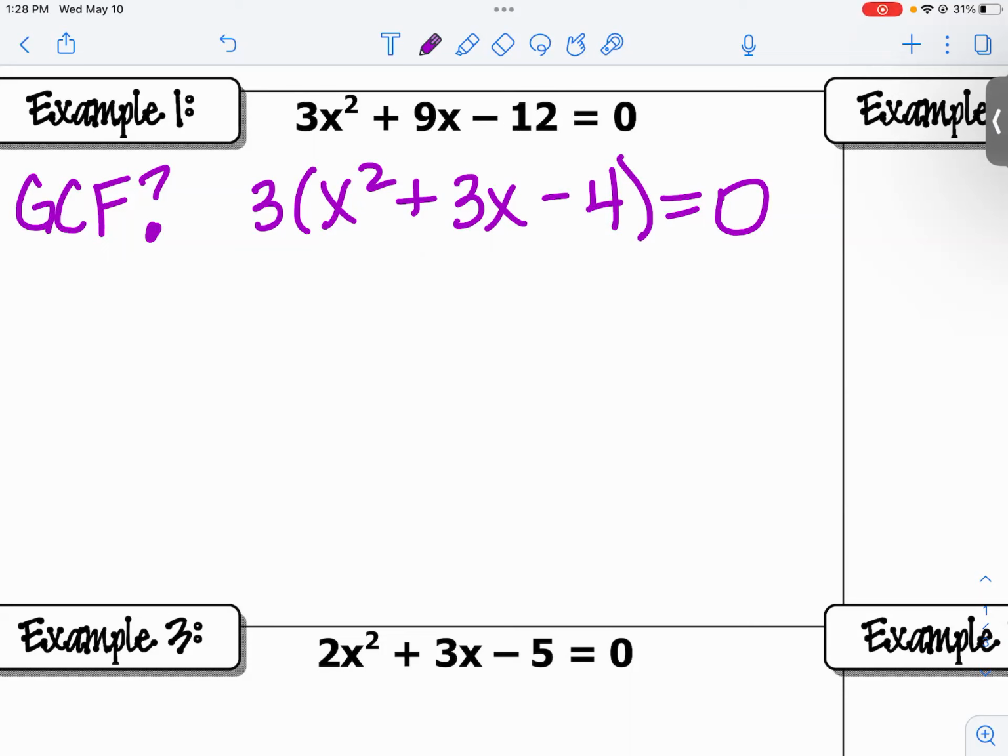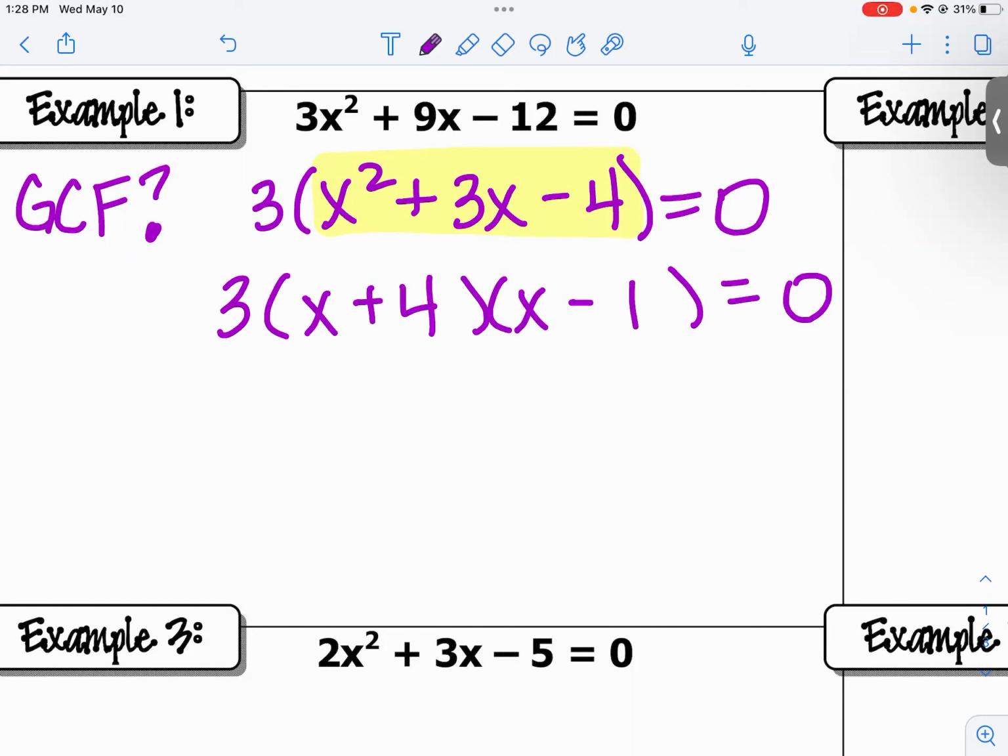Now this one that I'm highlighting, that one's pretty nice, right? Can we factor this one? Yeah. You don't know anything that multiplies to negative 4 but adds to positive 3? 4 and negative 1.